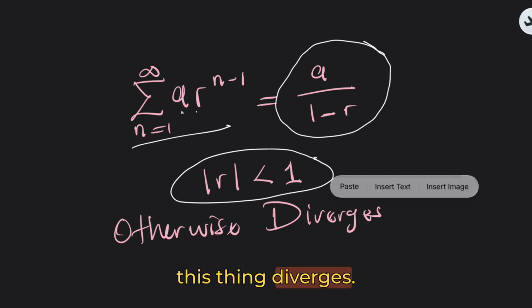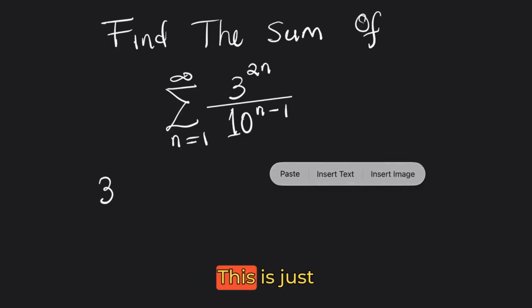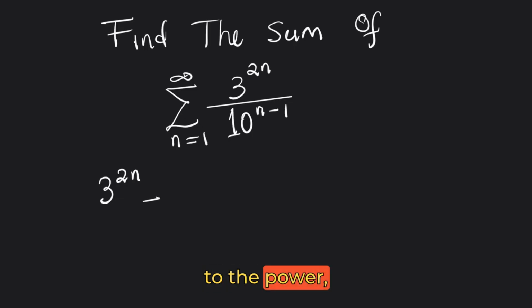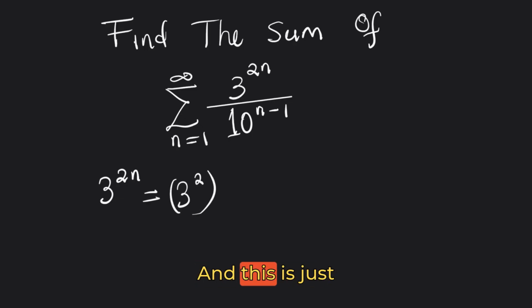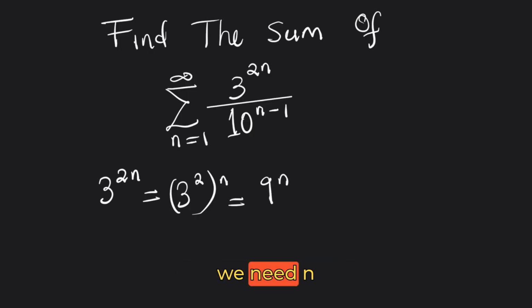Otherwise, this thing diverges. What we're going to do is rewrite the nth term in standard form. So let us start with 2 to the n. This is just the same as 3 to the power 2, everybody to the power n. And 3 to the power 2 is just 9. We have n outside. But remember, we need n minus 1. So we can write this as 9 multiplied by 9 to the power n minus 1.